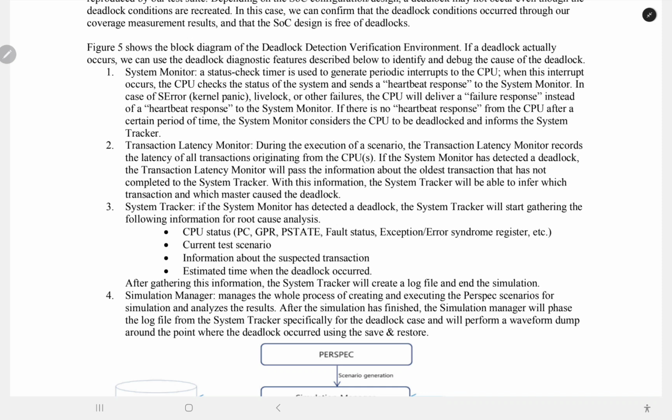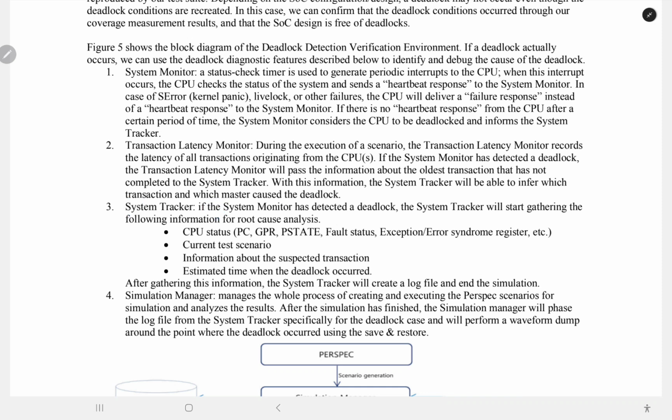2. Transaction latency monitor. During the execution of the scenario, the transaction latency monitor records the latency of all transactions originating from the CPUs. If the system monitor has detected a deadlock, the transaction latency monitor will pass the information about the oldest transaction that has not completed to the system tracker. With this information, the system tracker will be able to infer which transaction and which method caused the deadlock.